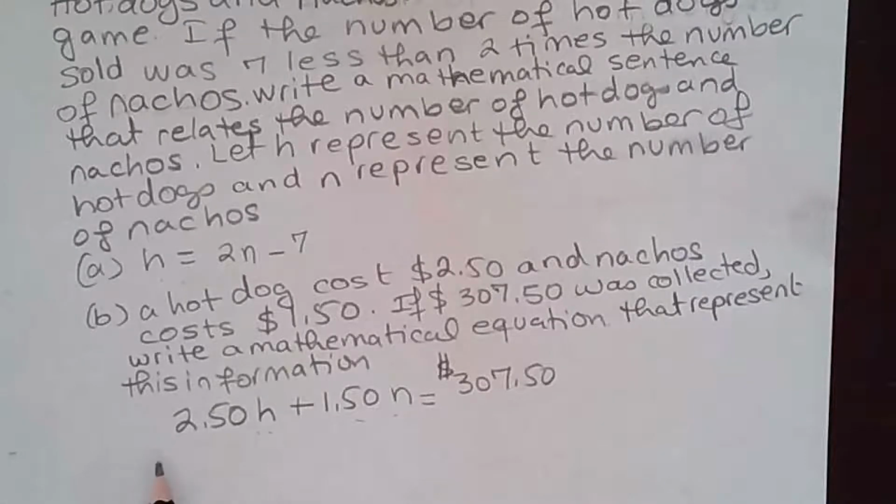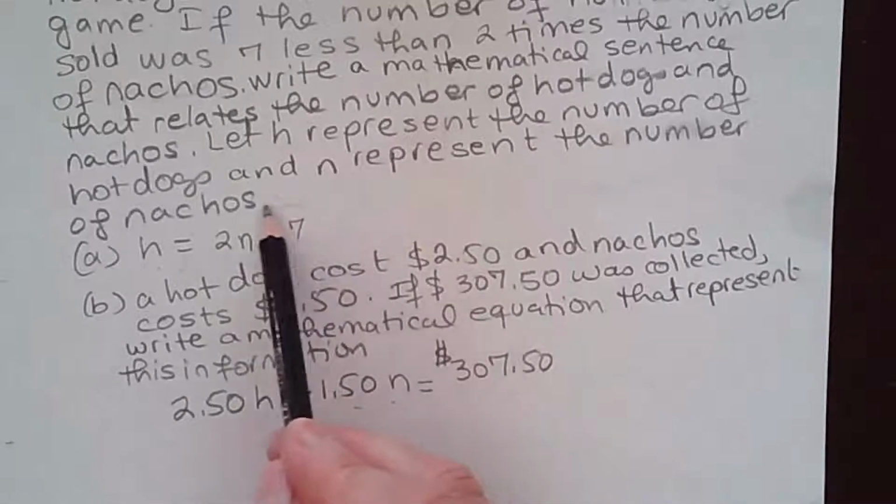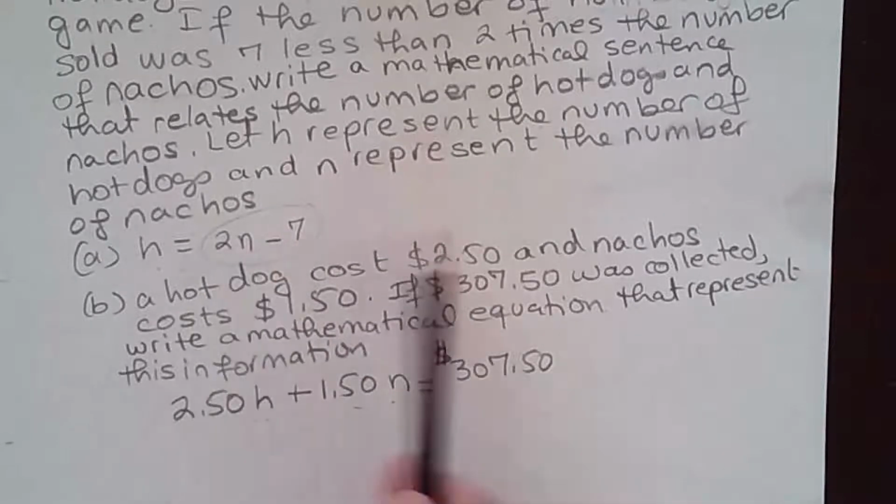You also may want to get rid of the decimals by multiplying by 10. You don't need to multiply by 100, because 10 would get rid of the decimals. It is up to you how you choose to solve, but I'm going to go ahead and use the substitution method. I'm going to replace H in the second equation with 2n minus 7.